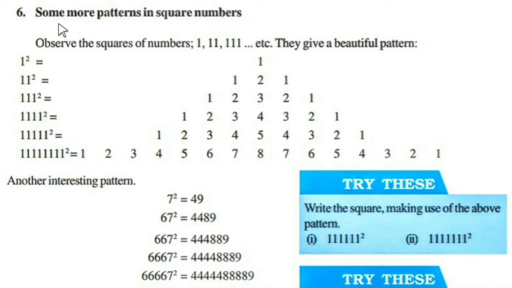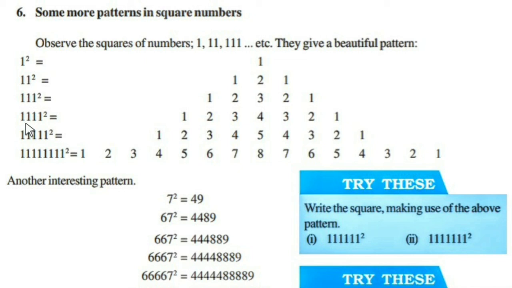Sixth point, some more patterns in square numbers. Observe the square of numbers 1, 11, 111, etc. They give a beautiful pattern. So let us see. 1 square equal to 1. 11 square equal to 121, that is 1 2 1. 111 square equal to 12,321, that is 1, 2, 3, 2, 1.